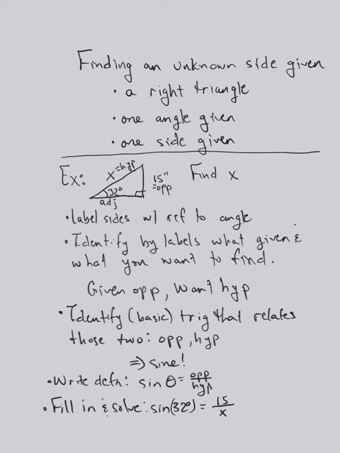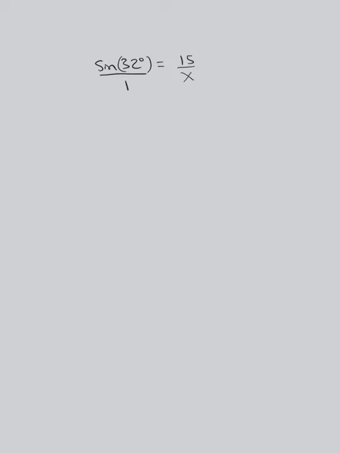Now what we're going to see is that this is actually a proportion. Remember, a proportion is a fraction equal to a fraction, but it looks like we don't have a fraction on the left side. But whenever we don't have a fraction, we can always write it over 1 to get it in fraction form. I ran out of room and I didn't want to have to squeeze things in. So we left off right here. We have the sine of 32 over 1 equals 15 over x.